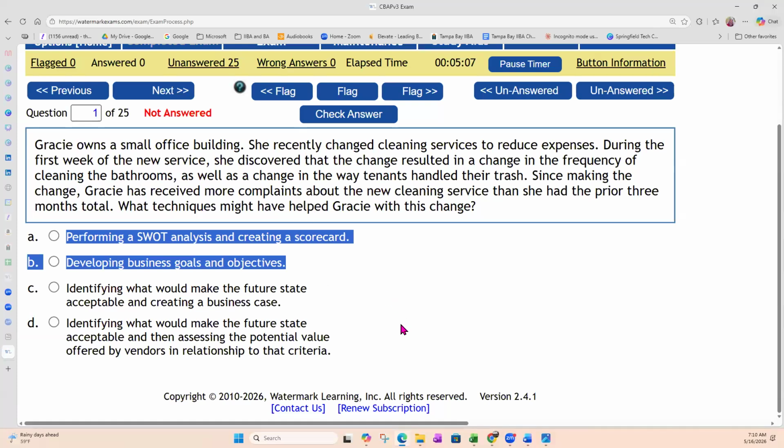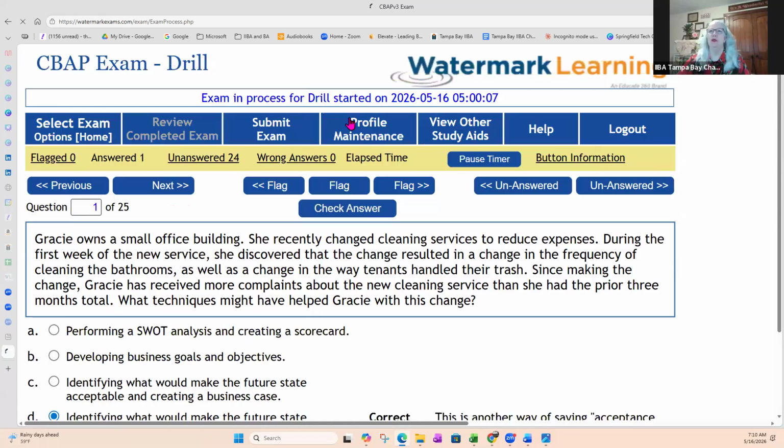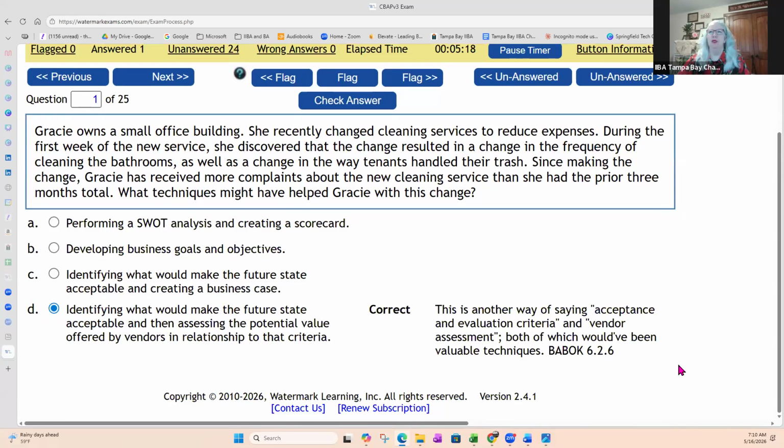Yes. So what do we think is the correct answer? D for Denmark. I appreciate you giving me the phonetic with that. You're correct. This is another way of saying acceptance and evaluation criteria and vendor assessment, both of which would have been valuable techniques. So what would have been helpful to her is if she had said, what do each of the vendors do and how does that fit what I need? Right?